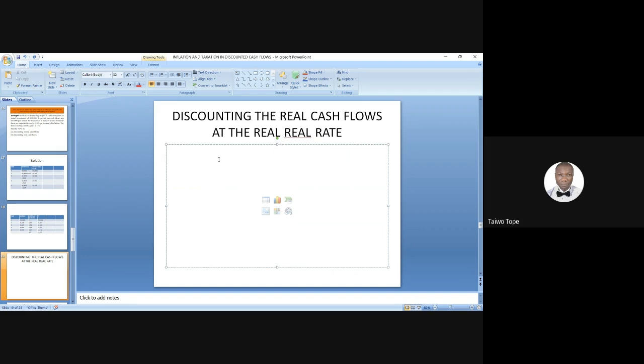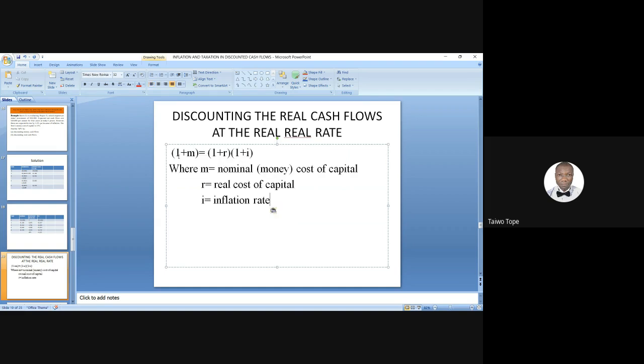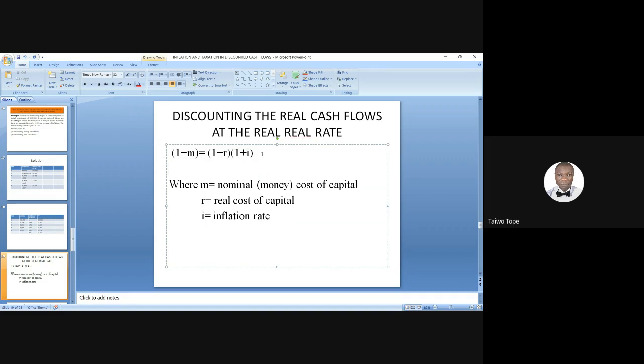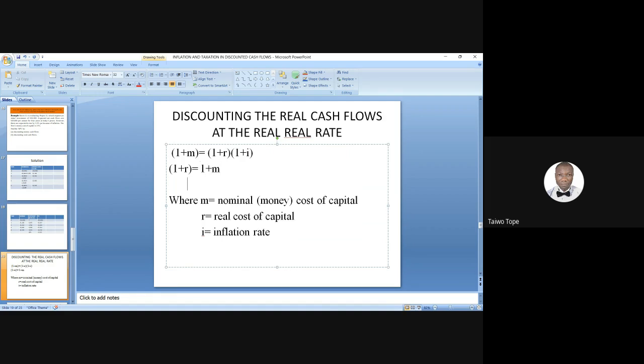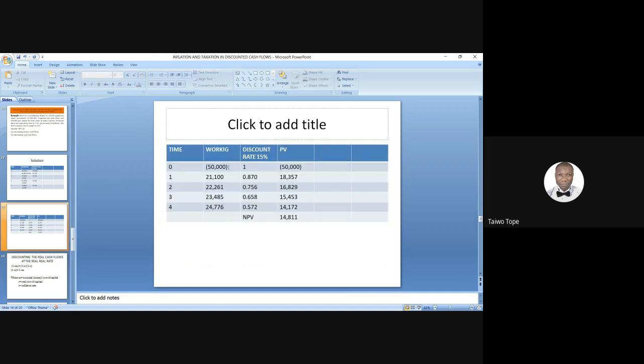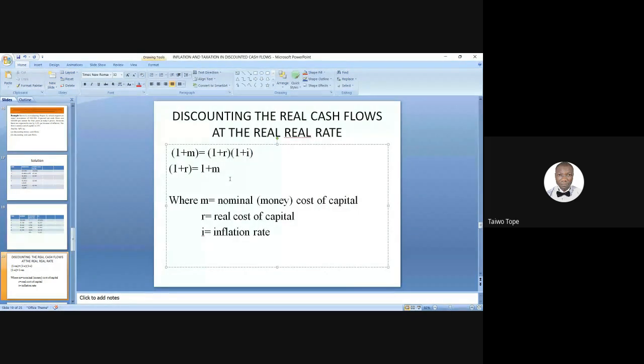So calculate the real rate by removing the general inflation from the money cost of capital. Based on this formula, your real rate will be what? You make the rate the subject of the formula, that is 1 plus R equal to what? 1 plus R is equal to 1 plus M divided by 1 plus I. So when you do this, you now have it as what?